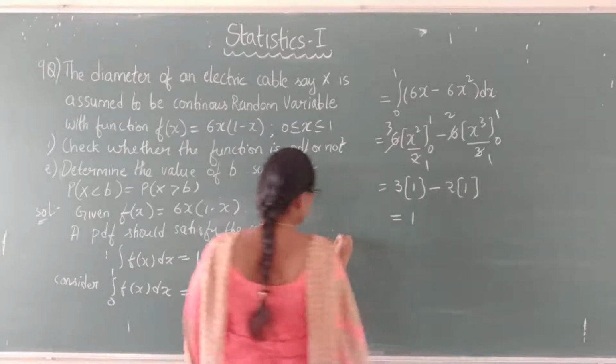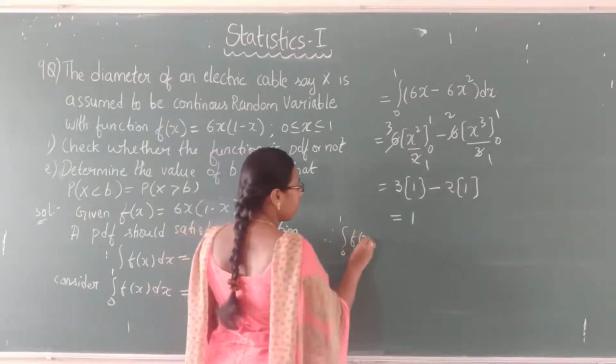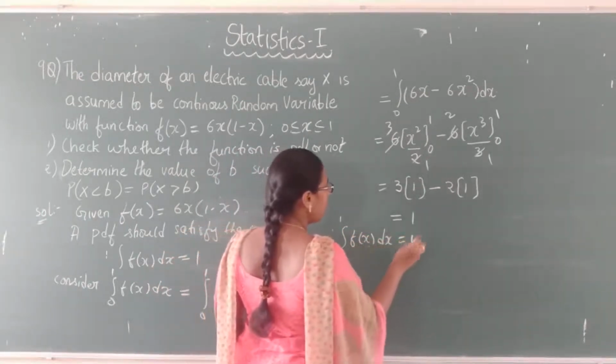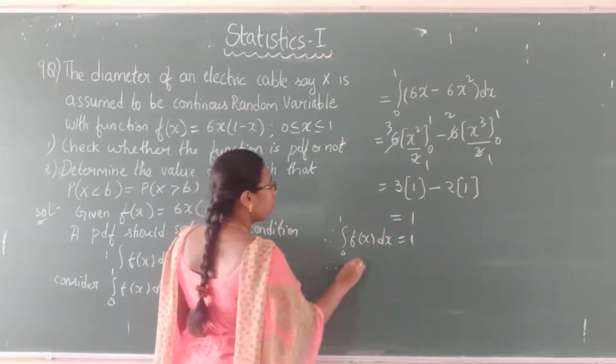So therefore the integral from 0 to 1 of f of x dx is equal to 1. Therefore the given function is a PDF.